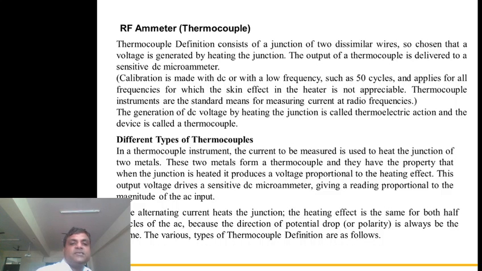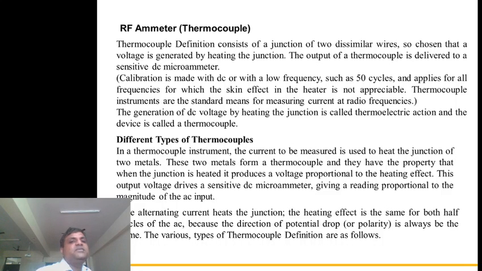See, this calibration is made with DC or with low frequency such as 50 cycles, and applies for all frequencies for which skin effect in the heater is not appreciable. Thermocouple instruments are the standard means for measuring current at radio frequency.